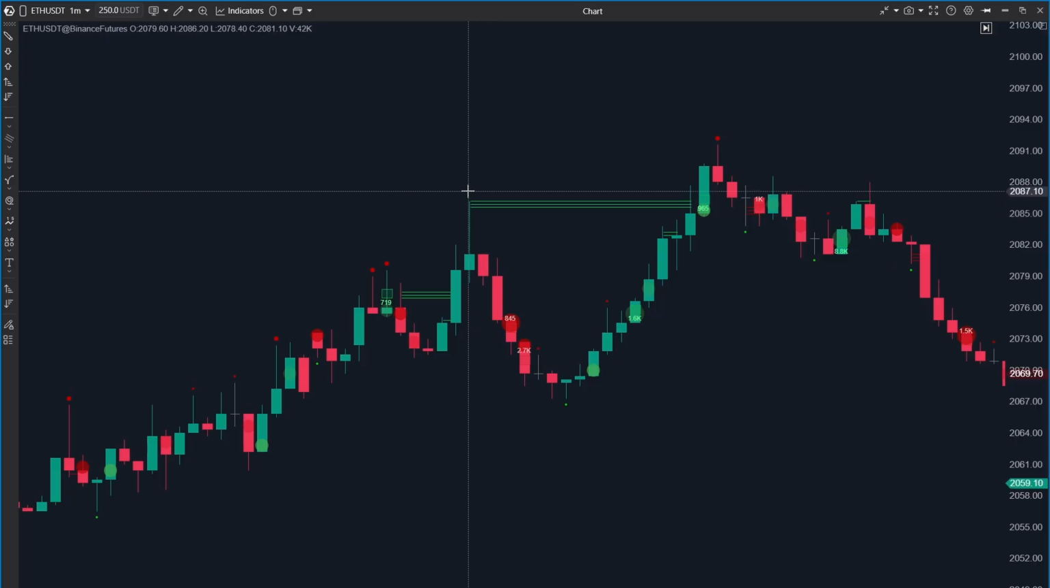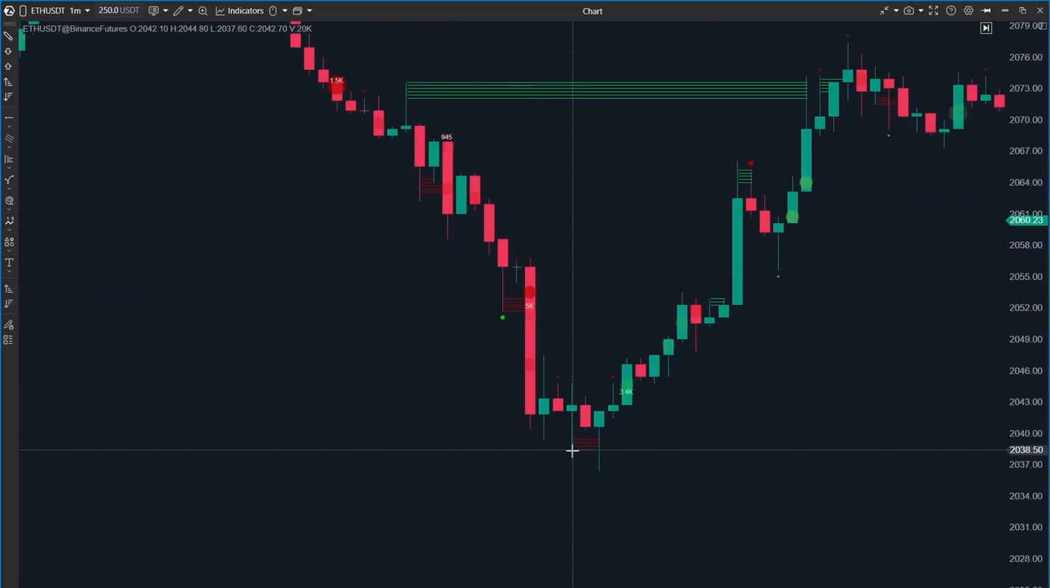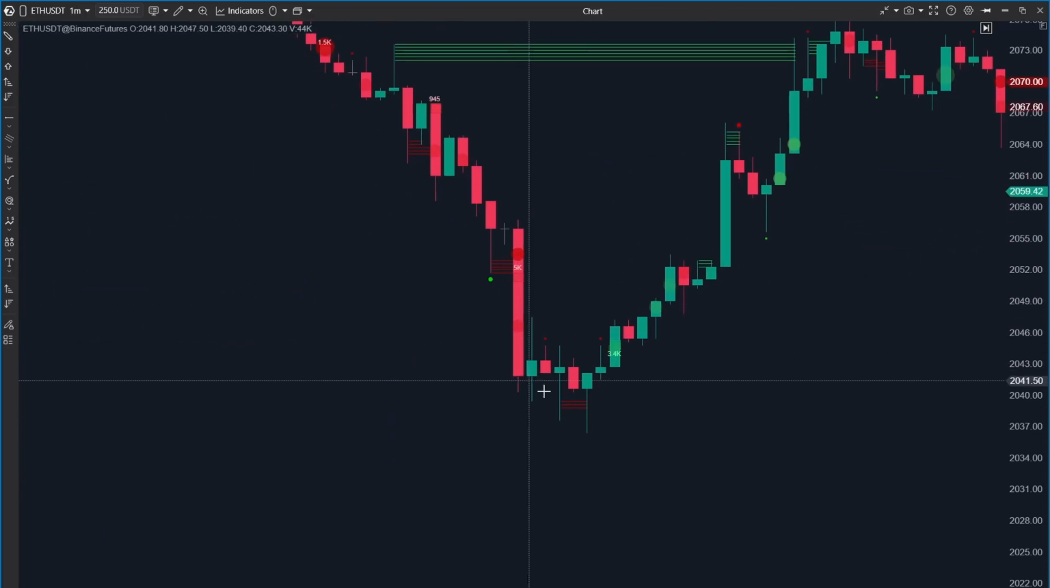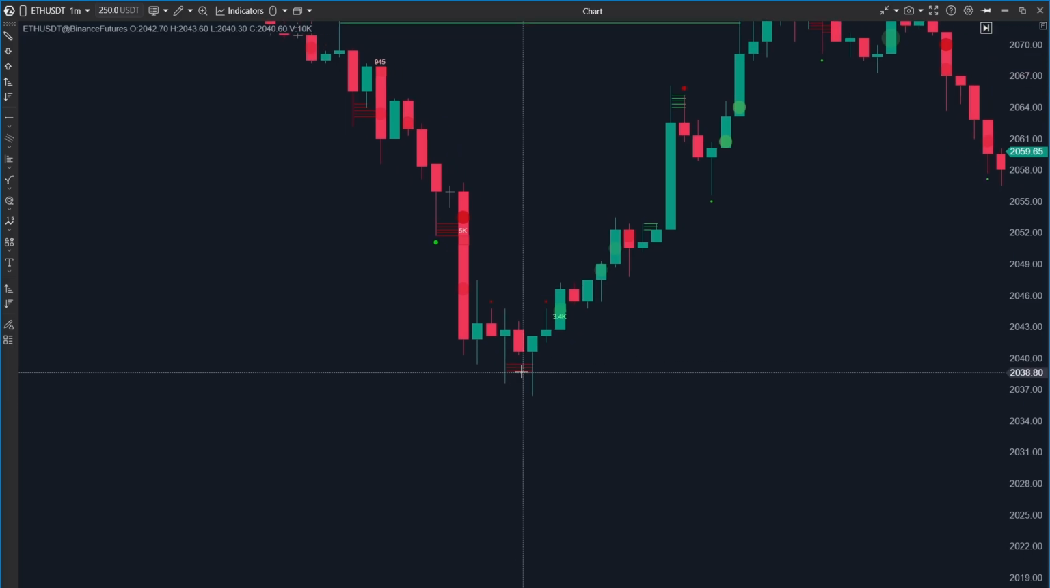Now, the next absorption signal is our absorption lines. Now, really importantly, these are green lines, but this is actually a bearish signal. Not to get confused with the colors, the green lines are actually bearish absorption and the red lines are actually bullish absorption. The reason this is red is because this actually represents trapped sellers.